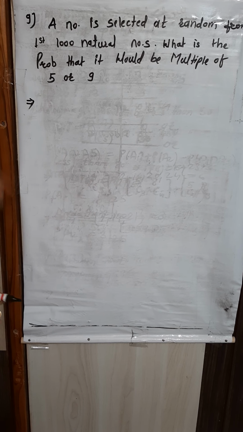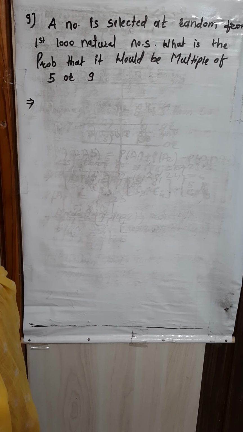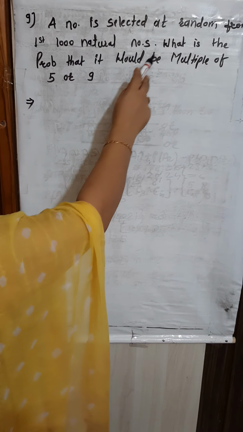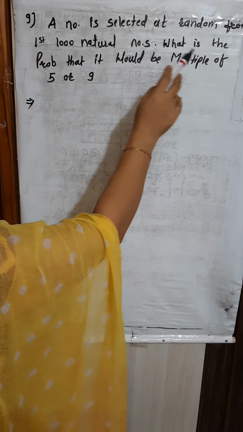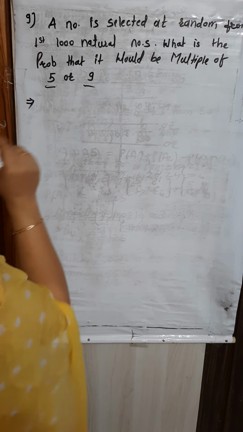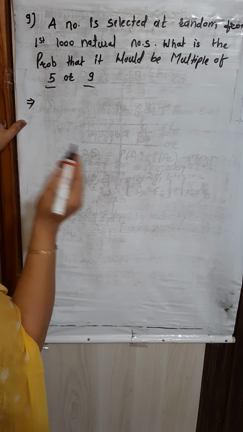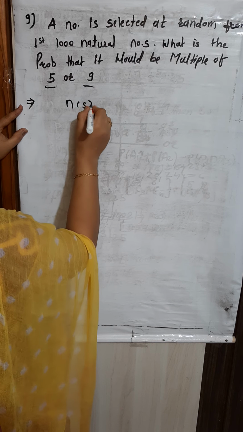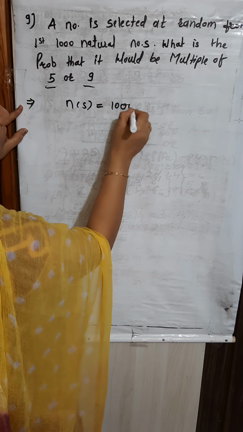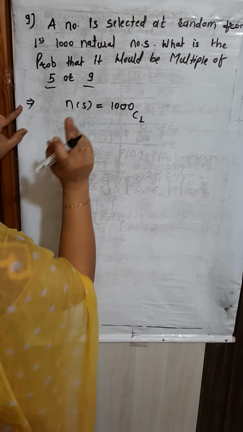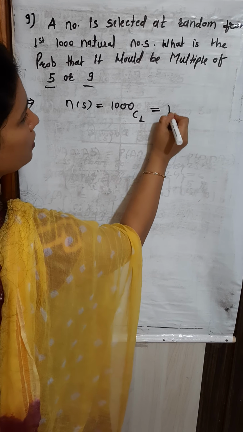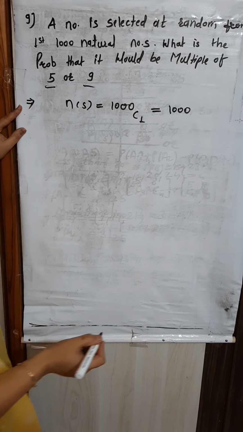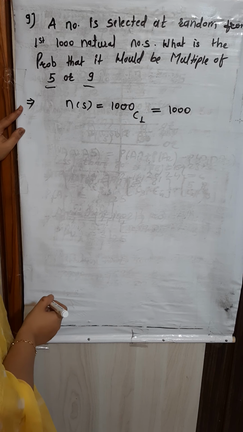Question number 9. A number is selected at random from the first 1000 natural numbers. What is the probability that it would be a multiple of 5 or 9? Now a number is selected from the first 1000 natural numbers. So what is n of S? n of S will be 1000 C1, meaning we are selecting 1. So it will be equal to 1000.